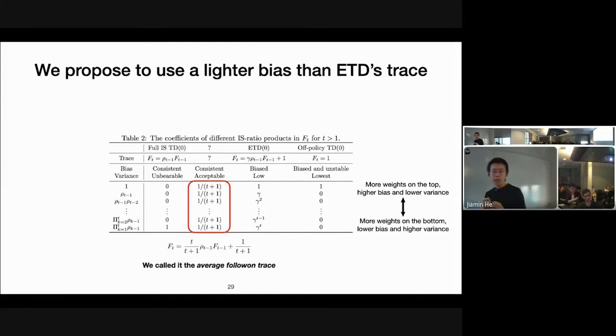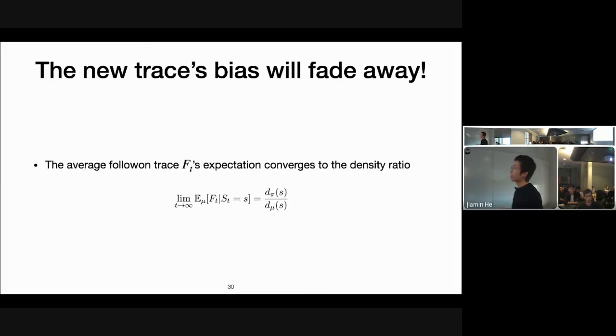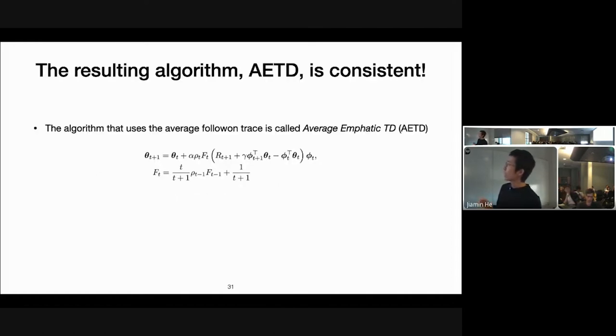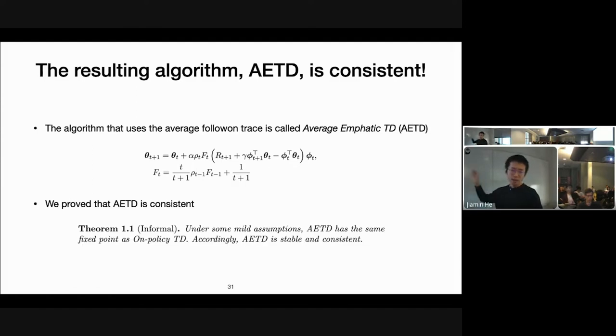Now, this trace has a non-zero coefficient assigned to the IS ratio product on the top, which means it will introduce bias compared to full ISTD. However, since we use equal weight here, we can see as t goes to infinity, the weight is going to diminish to zero. Thus, we can show that this new trace's bias can fade away. Specifically, we can show that its expectation is going to converge to the density ratio. Now, this is good because the density ratio is the thing that we are looking for. If we reweight the update with this F_t, we call the algorithm average emphatic TD, or AETD. Specifically, we can show that AETD is consistent, and I provide this result in Theorem 1.